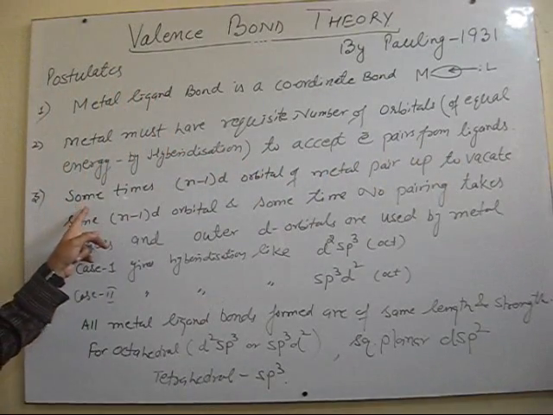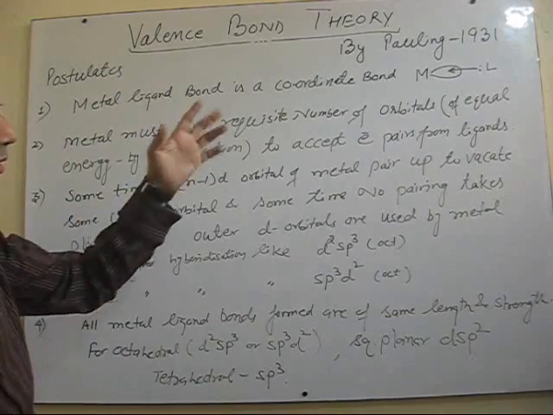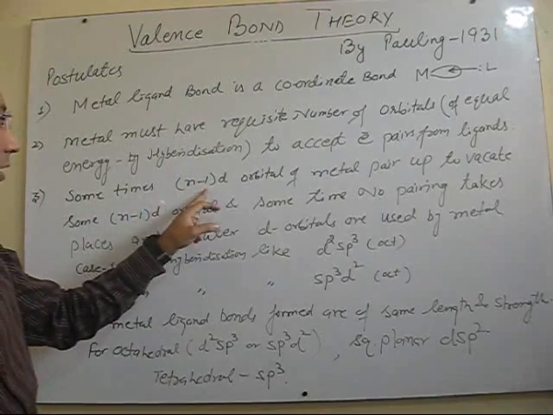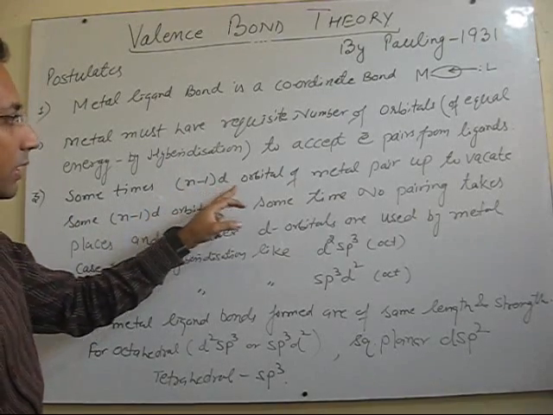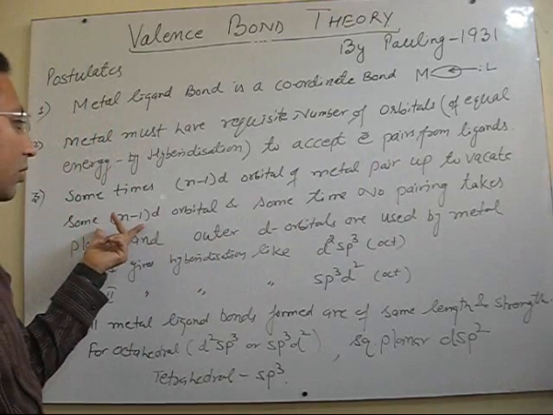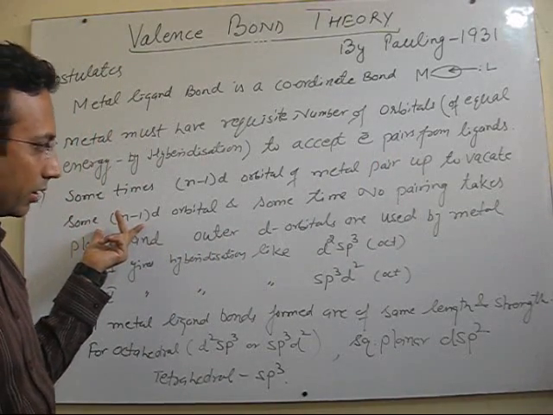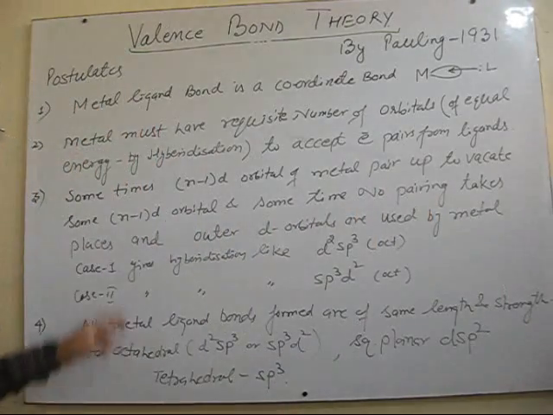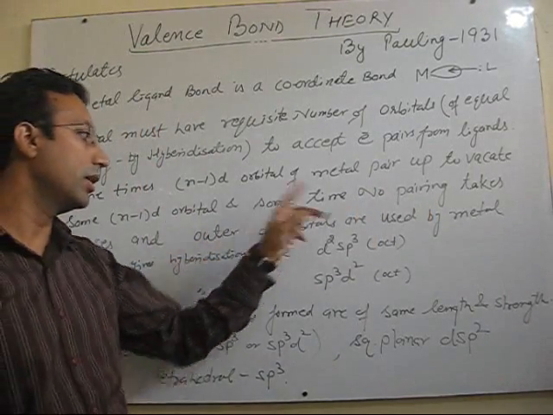Next, in order to vacate the orbitals for the ligands, the metal sometimes vacates its n-1 d orbitals by pairing of electrons. Some of the n-1 d orbitals are vacated by the metal, and sometimes no pairing takes place and the metal has to use its outer d orbitals.